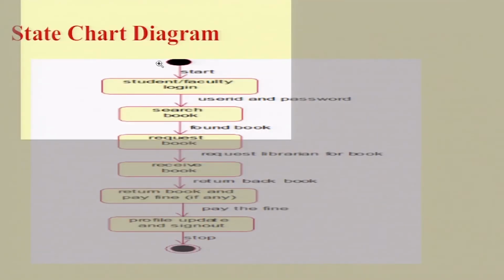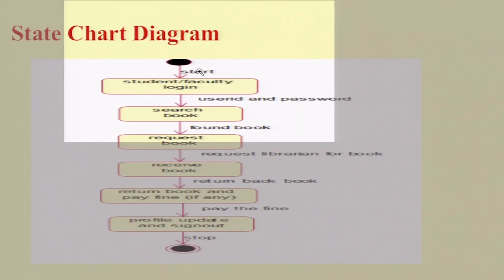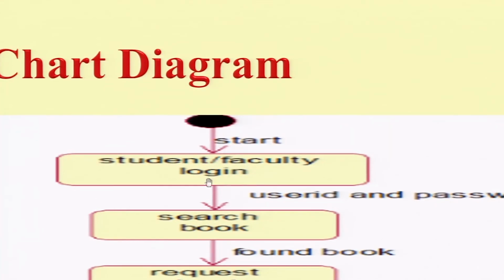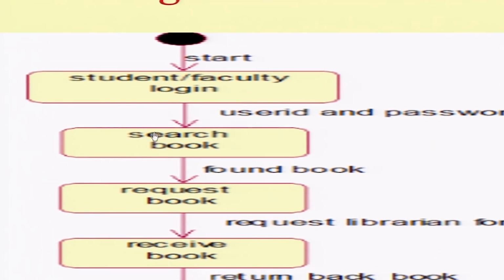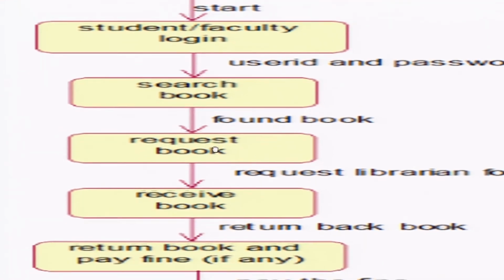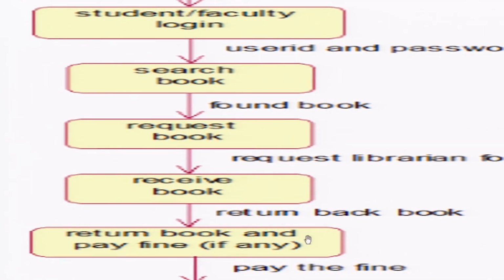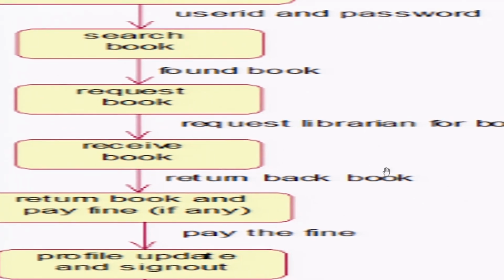Next, let us see about the state chart diagram. In the state chart diagram, you have a student faculty login, wherein you are supposed to enter the user ID and password. If the user ID and password are correct, it goes into the main screen, wherein you will be given access to search the book. If the book is found, you will request the book, and then return the book at a specified due date, and this request you will place to the librarian.